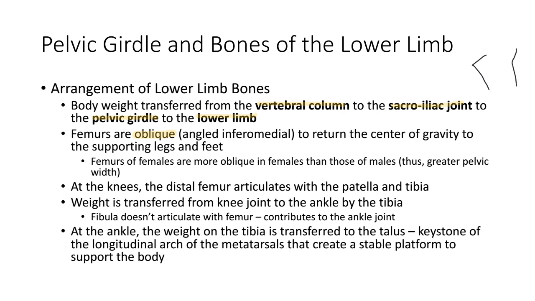At the knees, the distal femur articulates with the patella and the tibia. The weight is transferred from that knee joint to the ankle through that tibia. And the smaller bone on the lateral side of the leg is called the fibula, and that does not articulate with the femur, so it doesn't even contribute to the ankle joint.